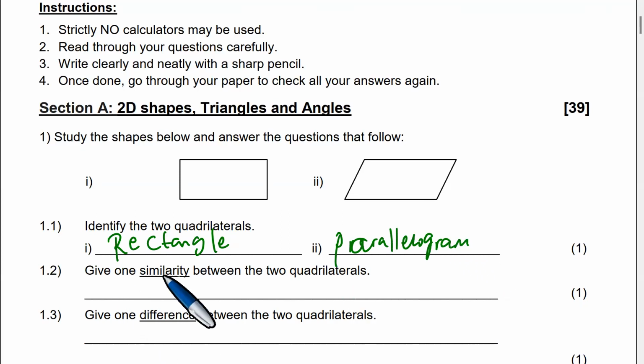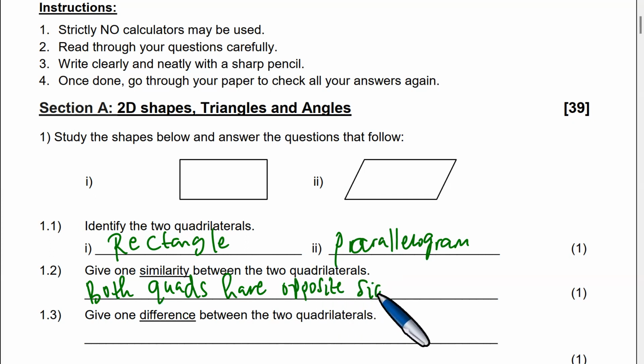Right, that's correct. So give one similarity between the two quads. What is the similarity, one similarity between the two quads? In what way are they similar? Their opposite sides are equal. Good. Both quads have opposite sides equal.